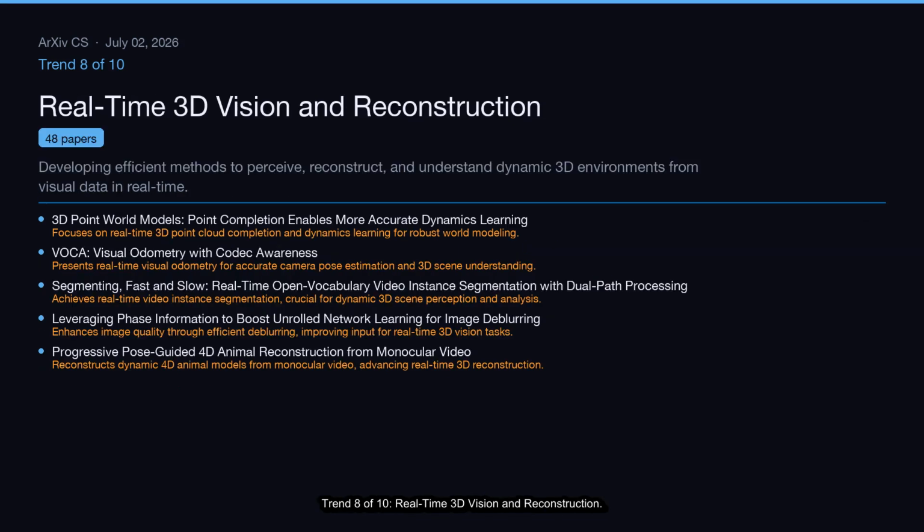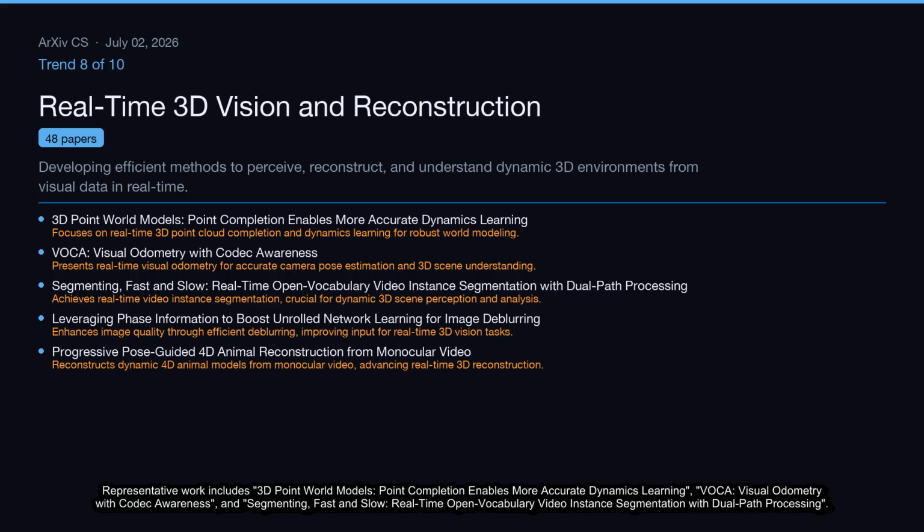Trend 8 of 10, real-time 3D vision and reconstruction. Developing efficient methods to perceive, reconstruct, and understand dynamic 3D environments from visual data in real time. This cluster covers 48 papers. Representative work includes 3D point world models, point completion enables more accurate dynamics learning, VOCA, visual odometry with codec awareness, and Segmenting, Fast and Slow, real-time open vocabulary video instance segmentation with dual path processing.